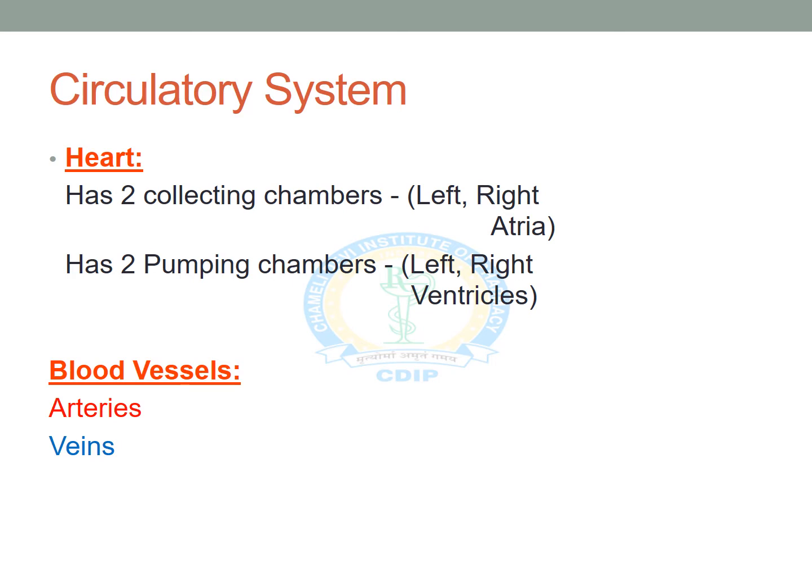The heart comprises two collecting chambers, the left and right atrium, and two pumping chambers as well, the left and right ventricles. Blood vessels are of two categories. One is arteries, which carry oxygenated blood except the pulmonary artery, and the other is veins, which carry deoxygenated blood except the pulmonary vein. The red and blue color signifies oxygenation and deoxygenation.